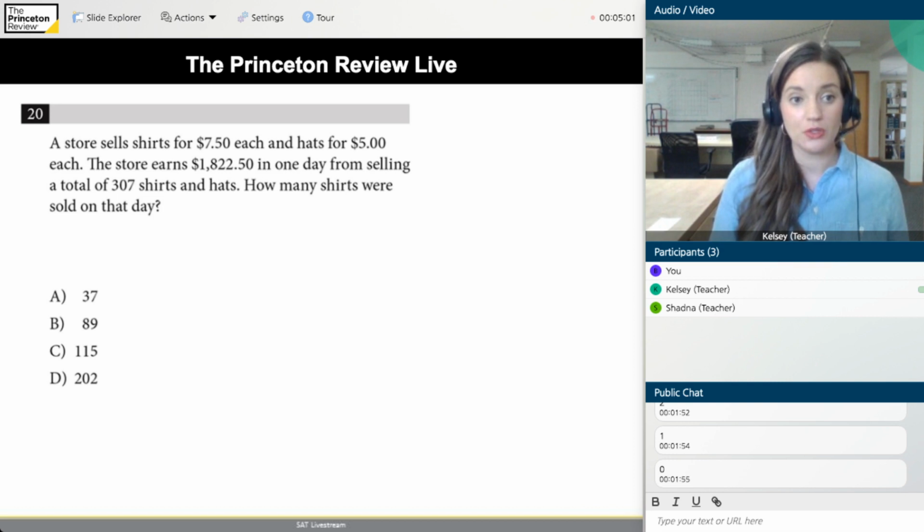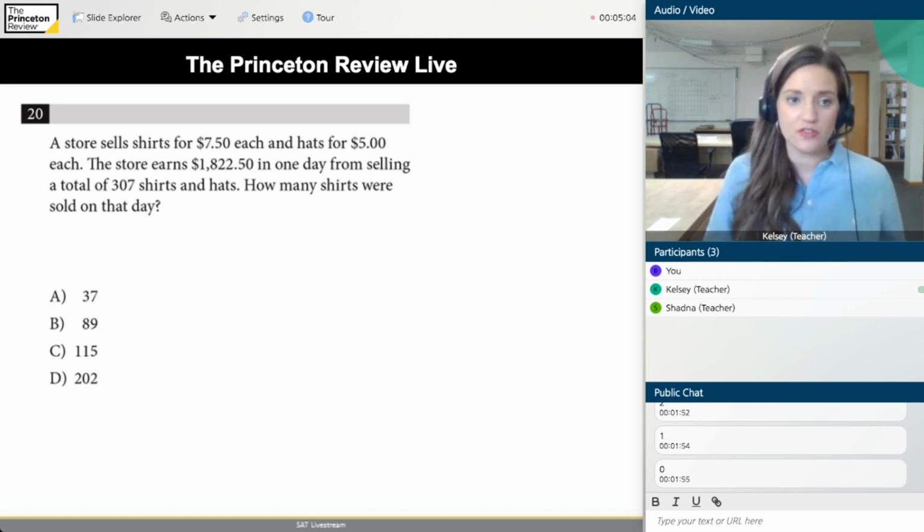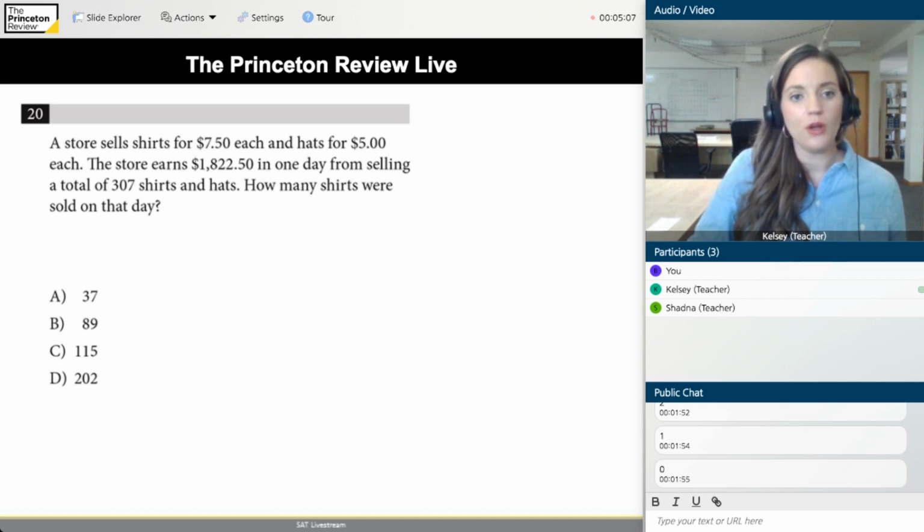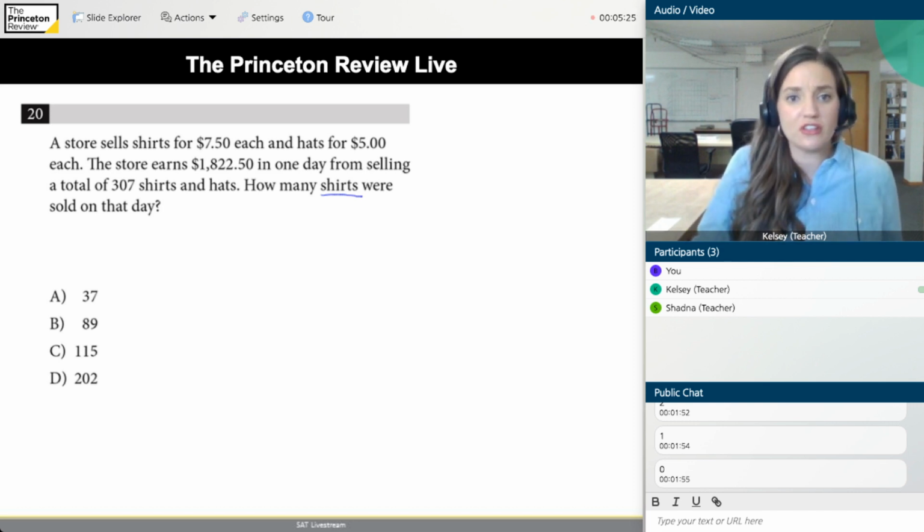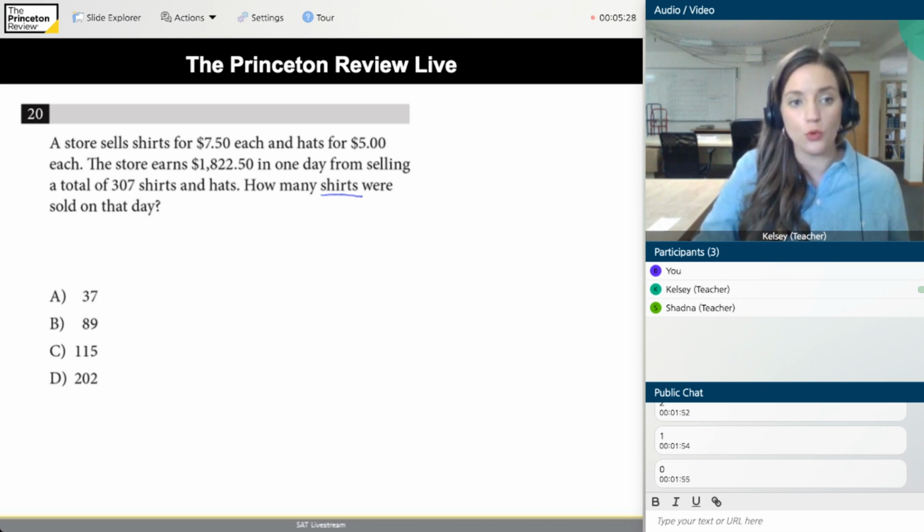So what we're going to do is take a look at these answers and pretend like one of them is right. What we're asked to find is how many shirts were sold on that day. So what these answers represent, A, B, C, or D, is the number of shirts. And these are our only options. It was only 37 or 89 or 118 or 202. So we're not worried about setting an equation and solving this from scratch because we know it's going to be one of these four numbers. So let's take a look and see what would happen if we just pick one. Let's pick one in the middle. So let's see what happens if B is the number of shirts that we have.